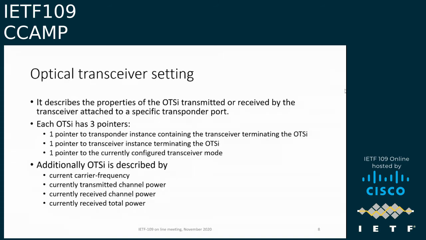So for each OTSI we have 3 pointers. One pointer provides what is the transponder instance containing the transceiver terminating the OTSI. One pointer to a related transceiver instance terminating the OTSI, and then the pointer of the currently configured transceiver mode.